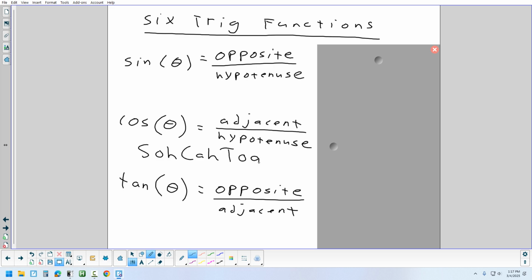What that means is sine is opposite over hypotenuse. Cosine is adjacent over hypotenuse. It's the first letter of each one. Tangent is opposite over adjacent.